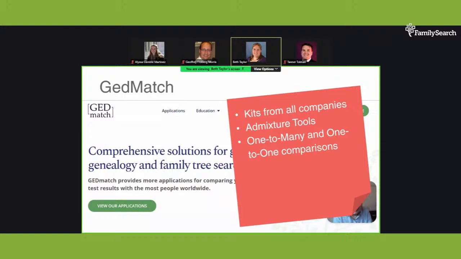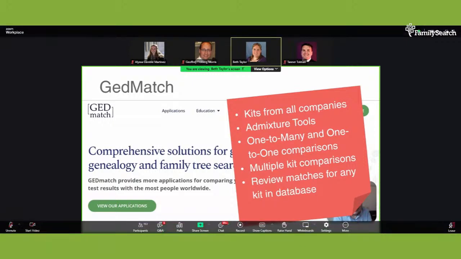You can compare 1-to-1 and 1-to-many. You can compare multiple kits. So if you've got 5 descendants of the same brick wall ancestor and you want to do some comparisons, you can do that. You can review the matches in their database. They have a ton of fun tools.